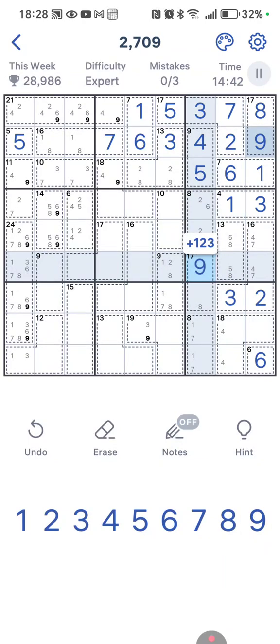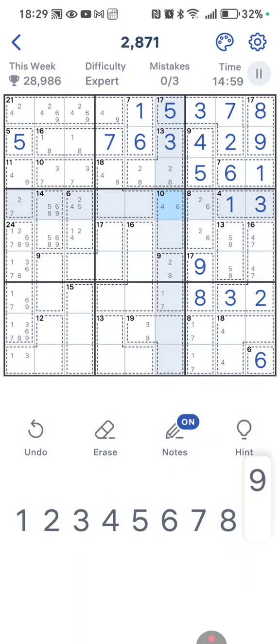This has to be 9. This has to be 8. 1 and 7. So that's going to be 2 and 8. That gives us 2 and 8. Means that can't be 2 and 8. Can't be 3. So this is 1, 4, 6 and 9. Can't be 4. Cool.